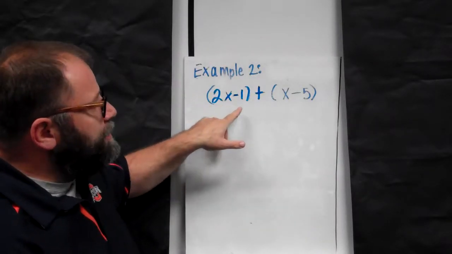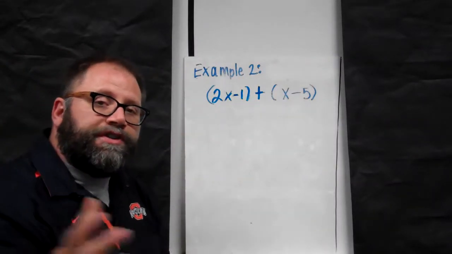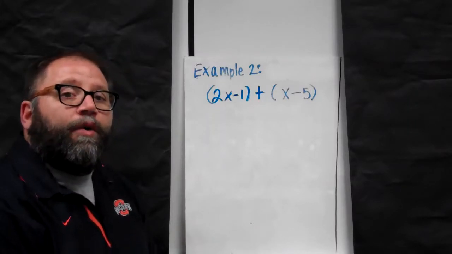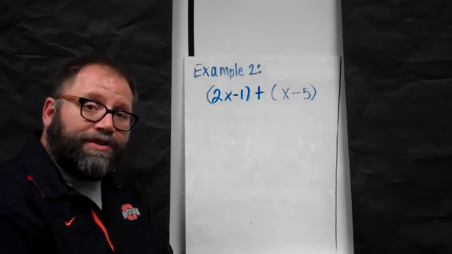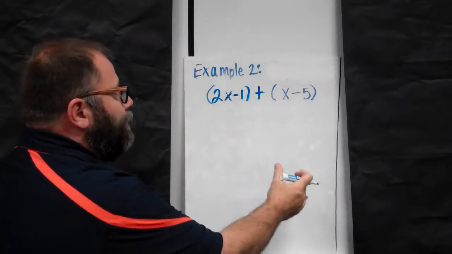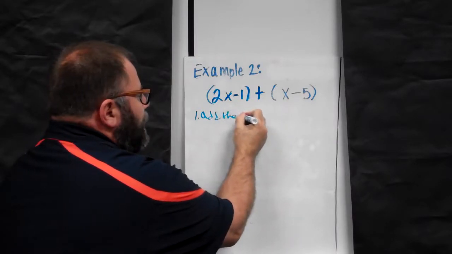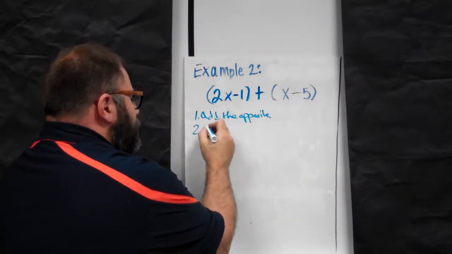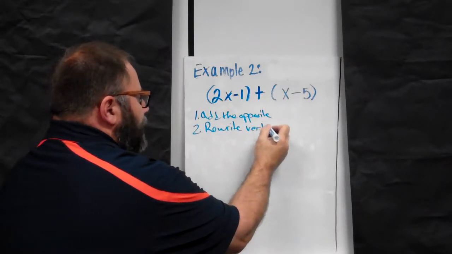We have 2x minus 1, that's our first quantity, plus x plus 5. So the first thing we're going to do is add the opposite. We're going to set it up as add the opposite first, and then rewrite it vertically. So number 1, add the opposite. Number 2, rewrite vertically.